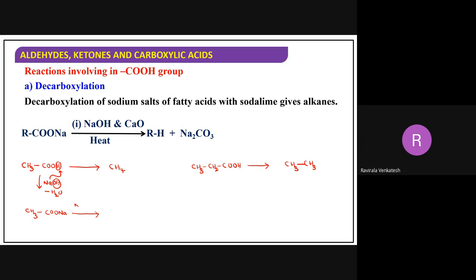After that, same process. What is the process we are using? NaOH plus calcium oxide. Now what are we going to get? Removal of sodium carbonate. Na2CO3 is removed and the hydrogen is attached here. So we are going to get methane plus Na2CO3. In this way we get the conversions: acetic acid, ethanoic acid, will convert into methane.